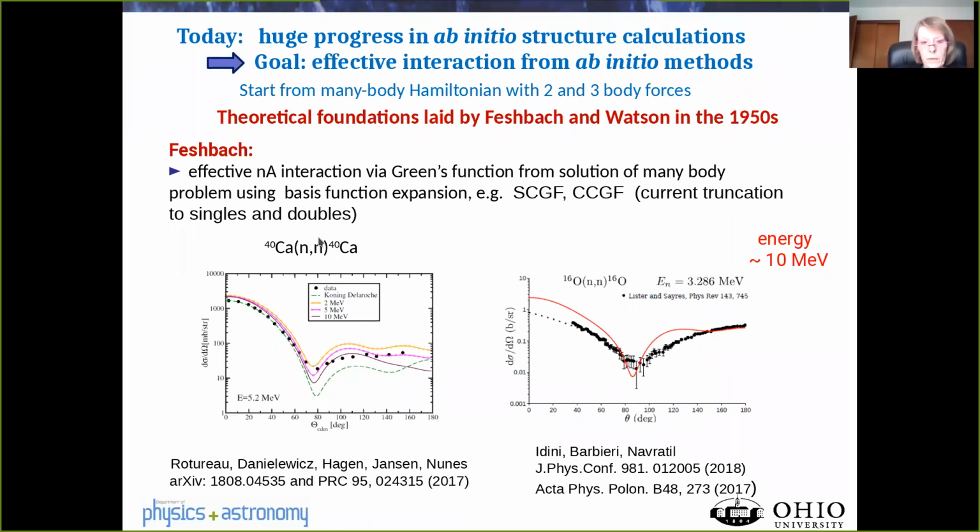Another piece of work was done for heavier nuclei by Jimmy Rotureau et al. for calcium nuclei using the Gamow shell model. So basically, if you solve Green's function expanded in bases, at present, because of the size of the basis you need, you are more restricted to the lower energies. You see here the energy, this is 5.2 MeV and this is 3.2 MeV. So that is a Feshbach approach.